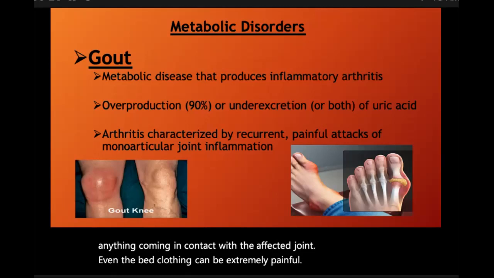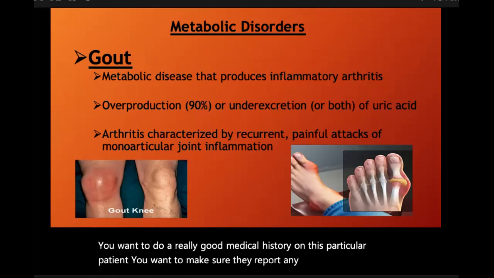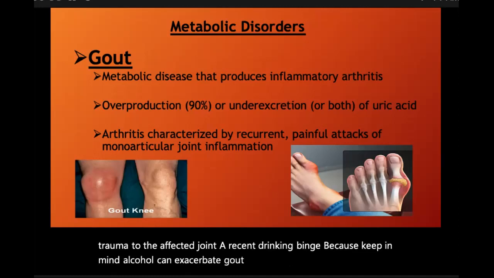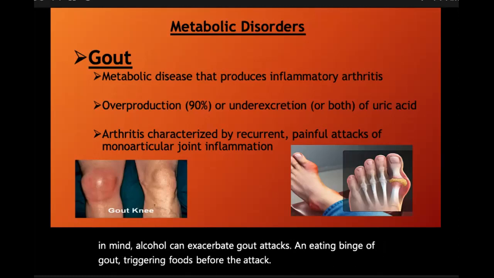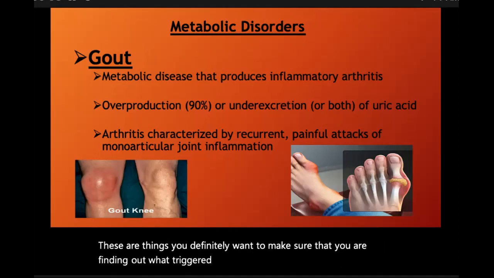You want to do a really good medical history on this particular patient. You want to make sure they report any episode of recent trauma to the affected joint, a recent drinking binge, because keep in mind, alcohol can exacerbate gout attacks, an eating binge of gout triggering foods before the attack. These are things you definitely want to make sure that you are finding out, what triggered it.